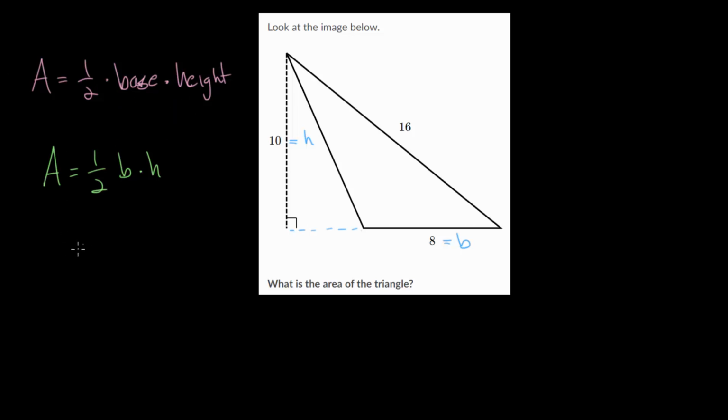So we can just plug in our numbers here. We have 1/2 our base, that is 8, and our height is 10. So 8 times 10, that's 80, and half of 80 is 40. And since we don't have specific units, we will just say we have 40 units squared, or 40 square units, we can say. And let's just do one more example problem.